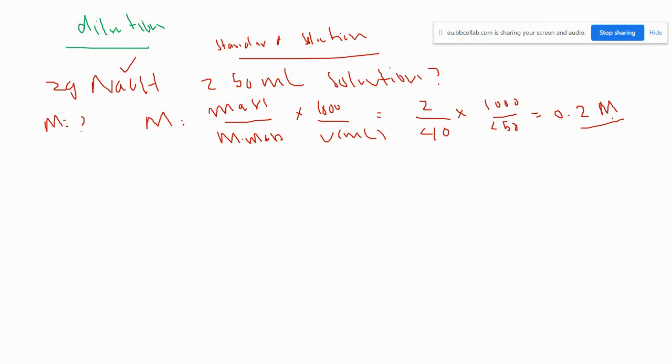Okay, so do I know the molarity of this solution? Yes, that's why this is called a standard solution. If you know the concentration of a solution, it is called a standard solution. Now I have a beaker. Suppose I have this flask.